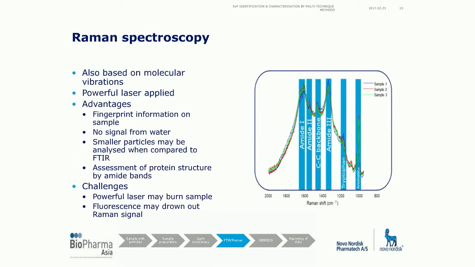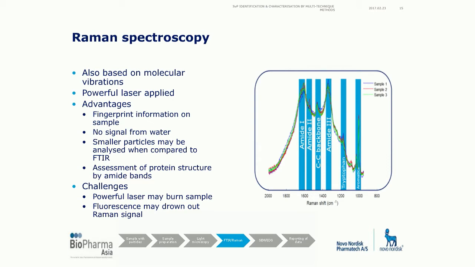Another possibility would be to do Raman spectroscopy on a particle. This is also based on molecular vibrations, but in contrast to FTIR, we're not using an infrared light source, but instead we're using a laser to probe the molecular vibrations. This has the advantage that we are also getting fingerprint information on the sample as with the FTIR, but in this case we don't get any signal from water, which might be a big advantage. And quite often we can go to smaller particle size when we compare to the FTIR spectra.